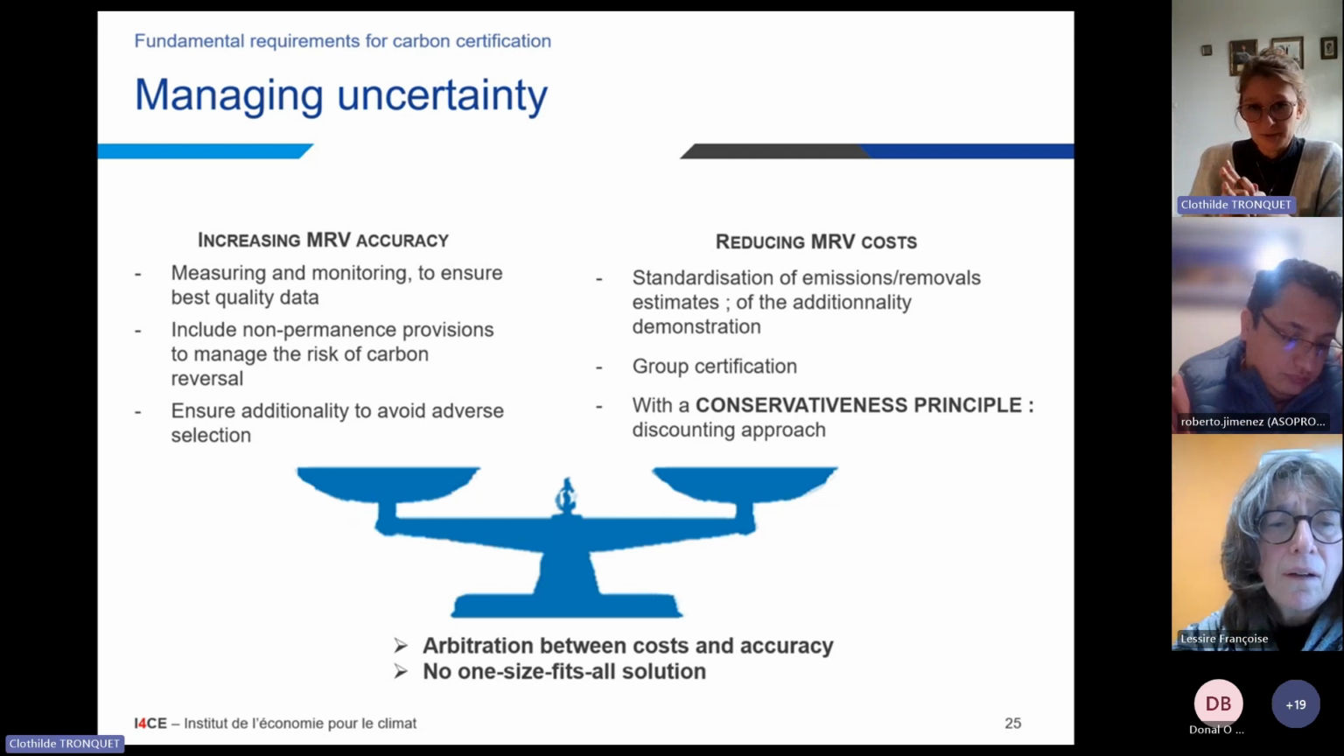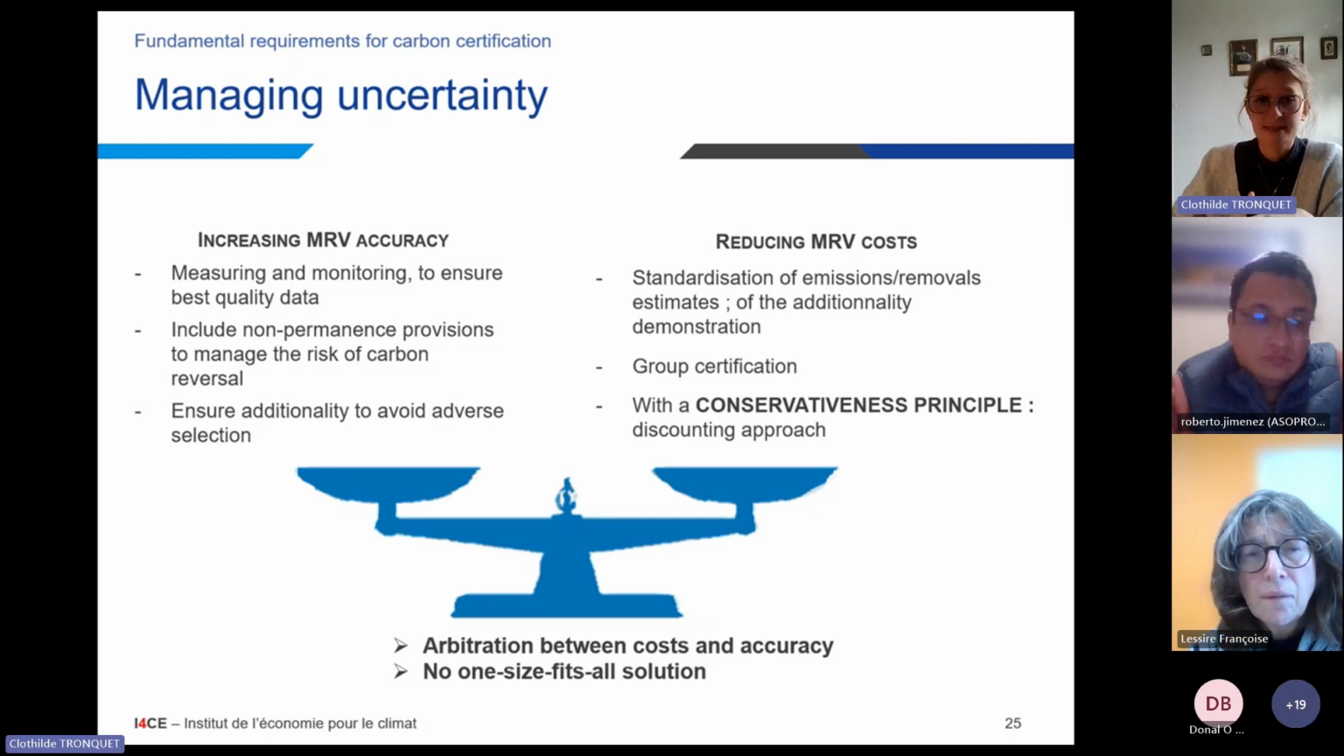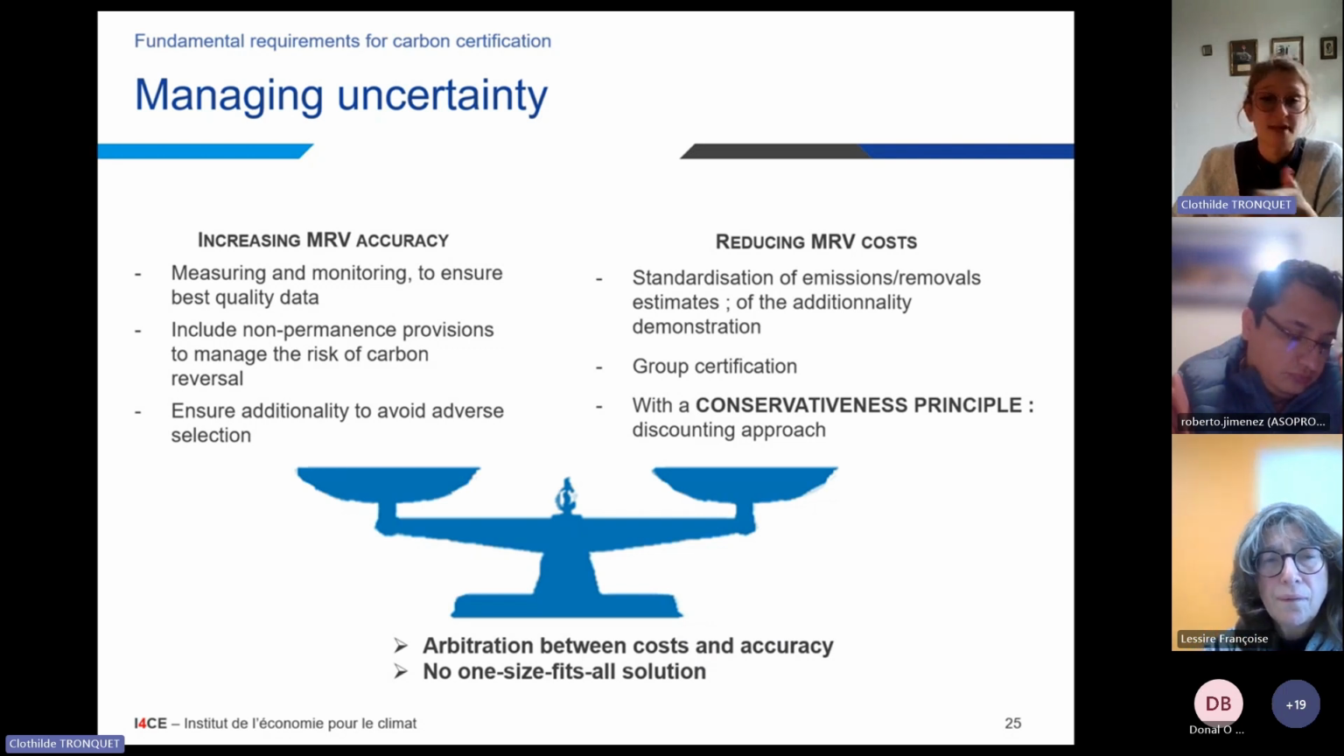So this arbitration between costs and accuracy is really key in the carbon certification process. And depending on the context, the answer might not always be the same.